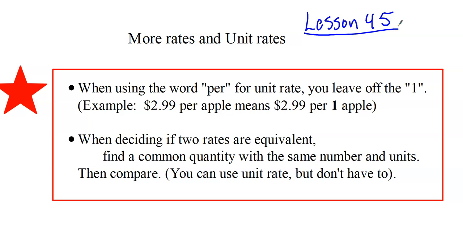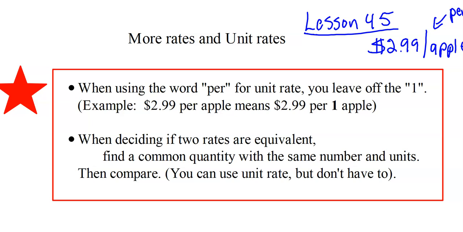And I want you to write down when using the word per for unit rate, you leave off the 1. An example is $2.99 per apple means $2.99 per one apple. And normally you're not going to be writing a full sentence, right? You would do this. And I want you to know that the slash is the per. So when you see a slash, you say per when you're talking about rates and unit rates.